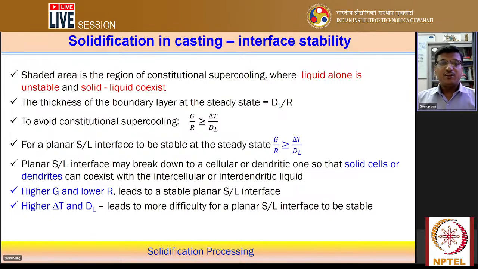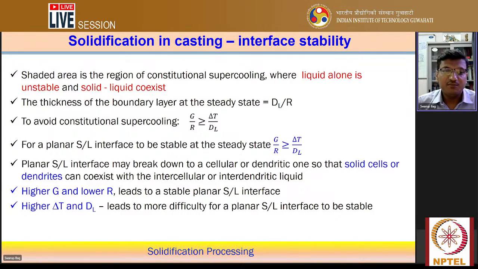Now if the planar interface breaks down, it will become a cellular structure or a dendritic structure. The solid cells or dendrites can coexist with the intercellular or interdendritic liquid. If you see G by R, a high value means either G is very high or R is low. In that case, it creates a stable planar solid liquid interface. So a very high G by R ratio creates the situation of a stable planar solid liquid interface.